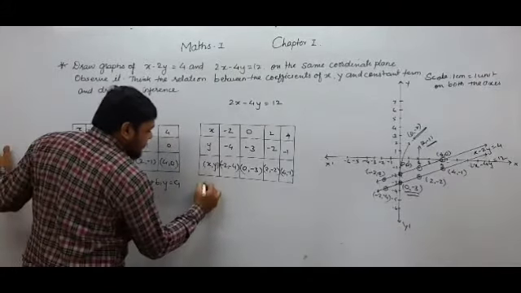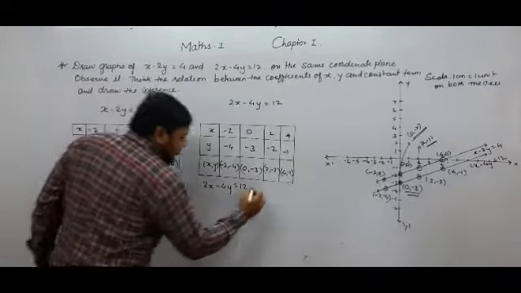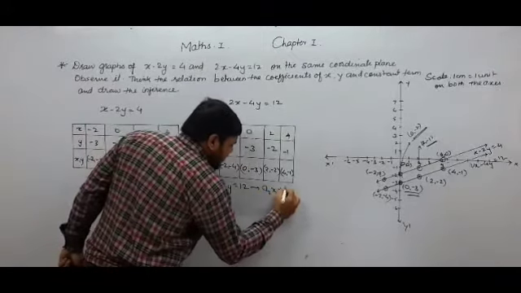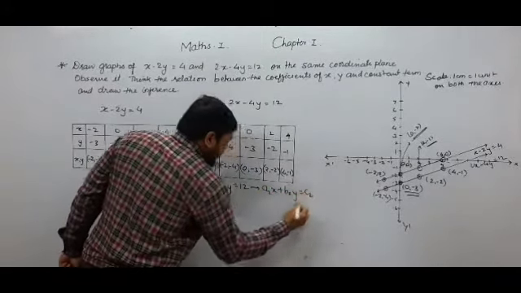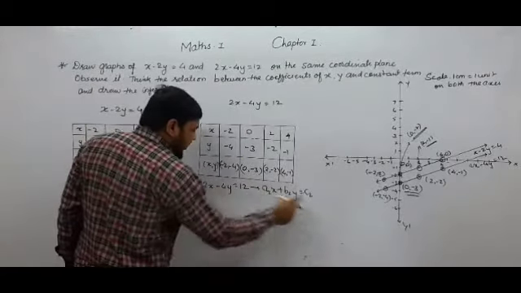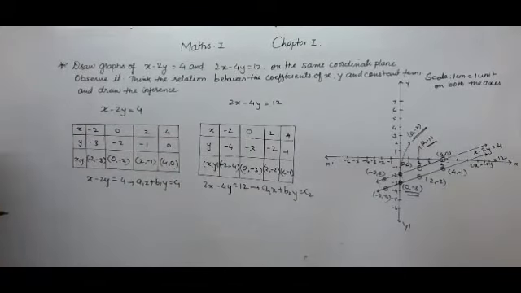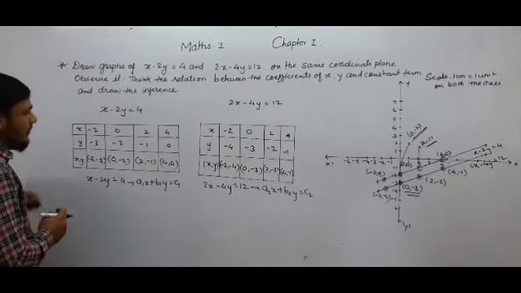And now the second equation, 2x minus 4y equal to 12. This equation can also be represented as a2x plus b2y equal to c2. So student, a2 is 2 here, b2 is negative 4 and c2 is 12. So student, in this way we can find the relation between the coefficients.